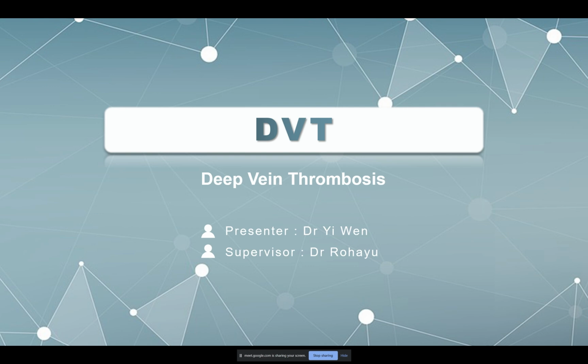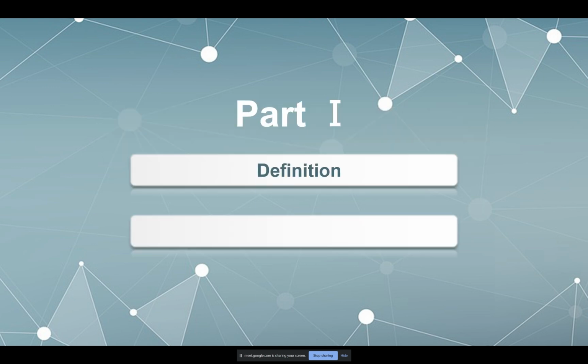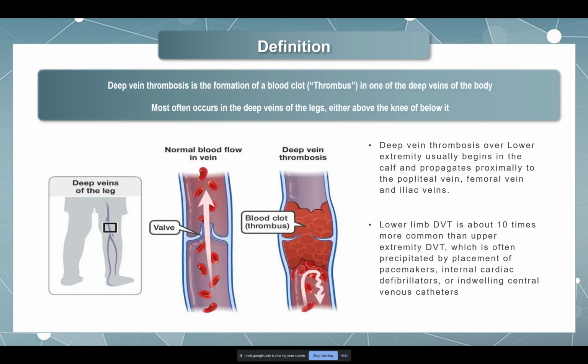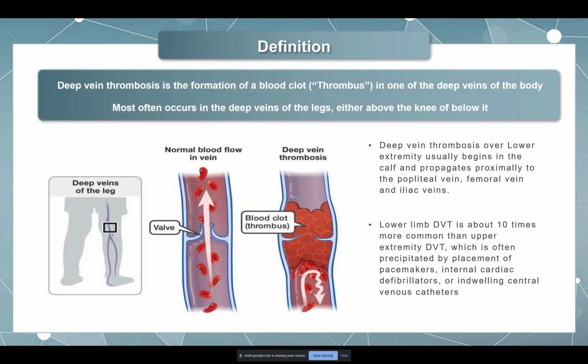So, this presentation slide consists of 3 parts. First, definition and etiology. So, DVT is a formation of blood clot in one of the deep veins in our body. Most commonly occurs in the deep veins of the legs, either above the knee or below it.